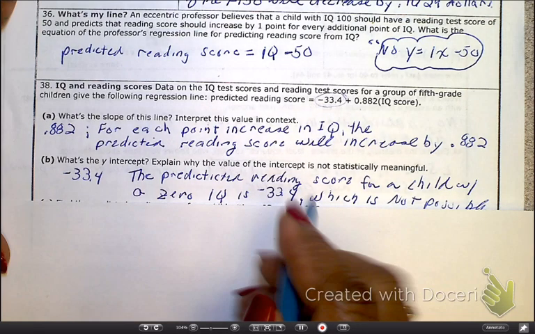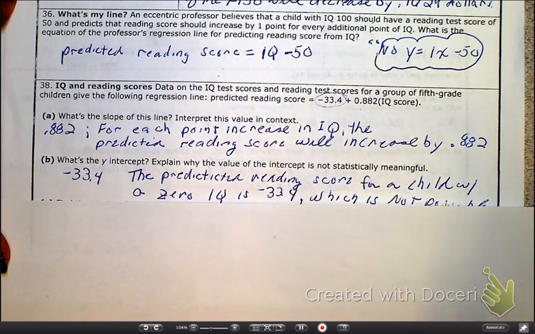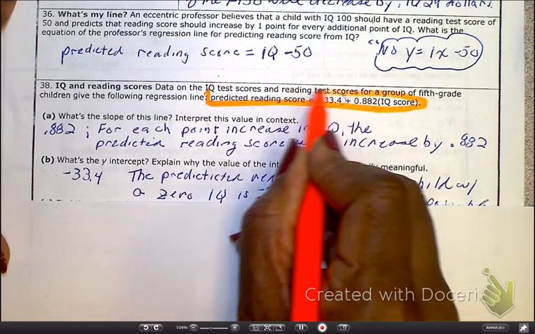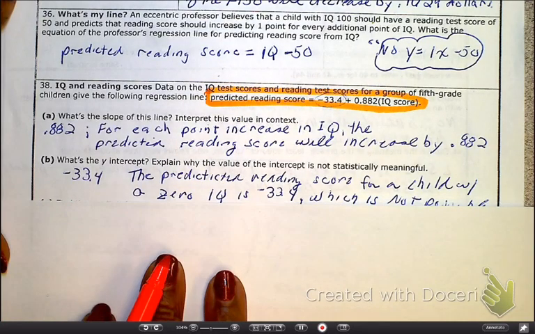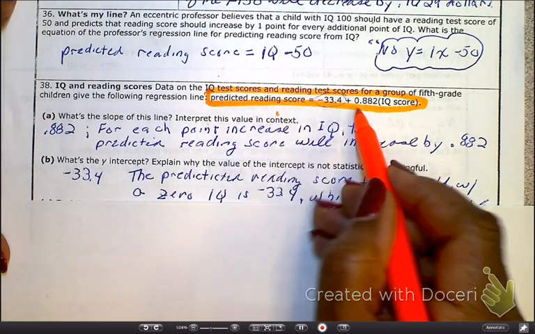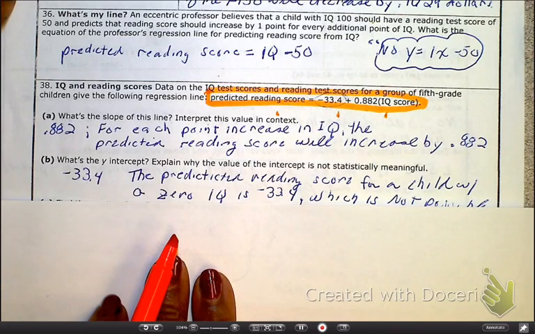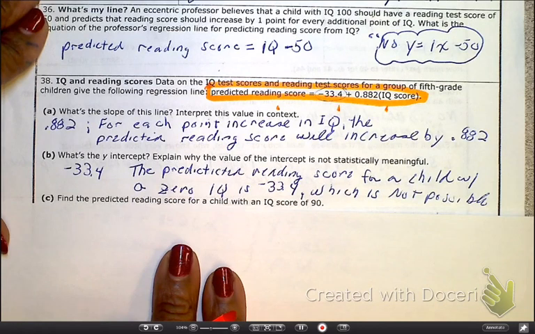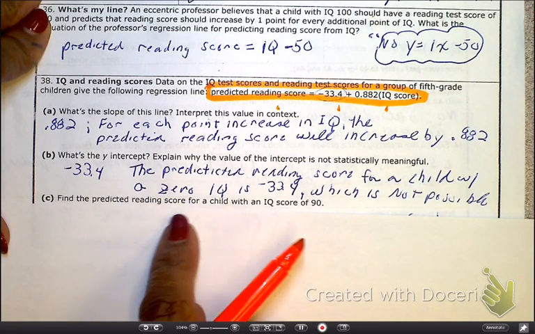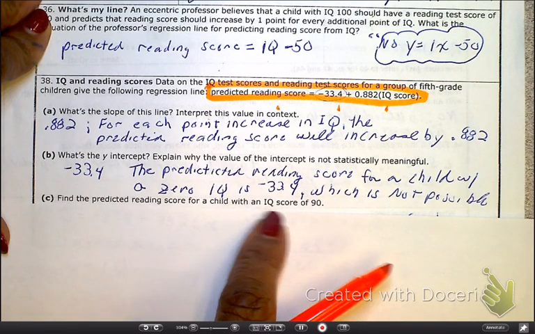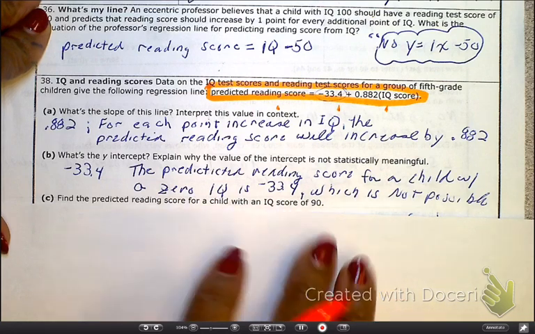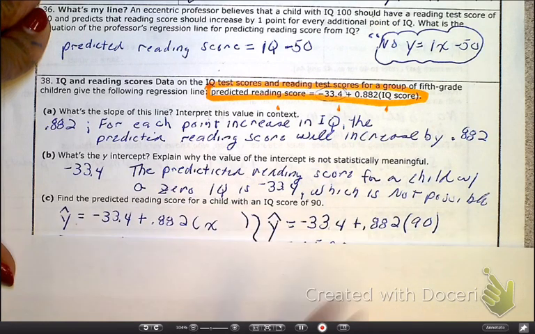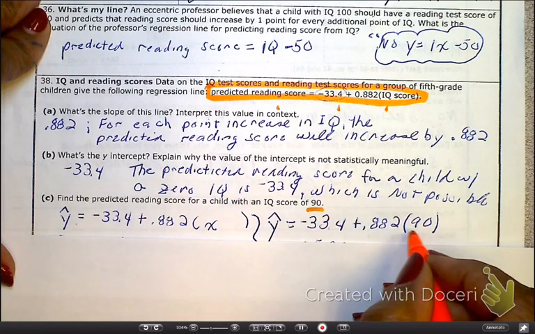Worry about knowing, as we look at this equation right here, what it represents, what each component represents, and like I said, in the future, how we can make a prediction. Ah, there's our prediction. So we need to find the predicted score for a child with an IQ of 90. So what do you think you're going to do? Yep, plug it in.